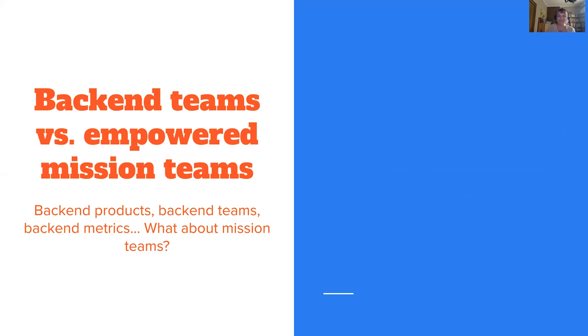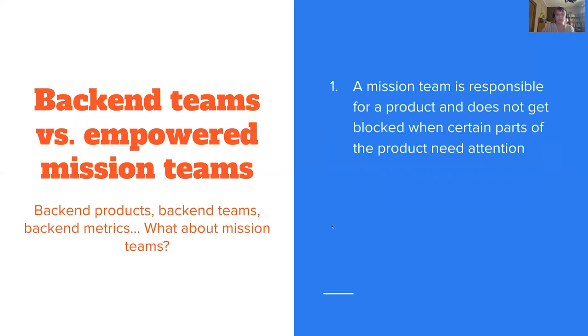One might suspect that if there is a backend, there must also be a frontend. So how do they fit together? You might be hearing about empowered cross-functional mission teams, which are able to do things end-to-end without creating unnecessary inter-team dependencies. So what about them? If we talk about mission teams, do backend teams still make sense?